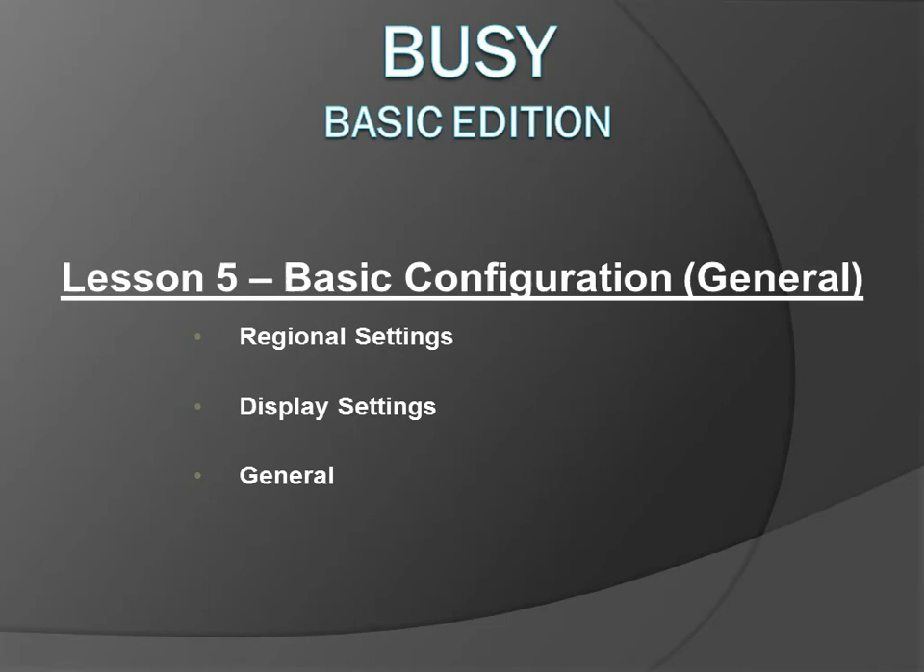Lesson 5, Basic Configuration General. After company creation, our first step is to configure the company as per our own requirement. Basically, you need to configure or customize various options as per your company's need. You can enable various options, and if you want, you can disable certain options which you do not need. In this chapter, we'll discuss regional settings, display settings and general settings.